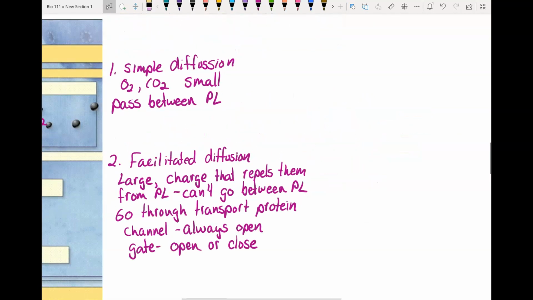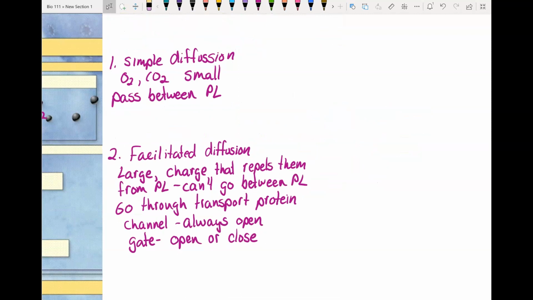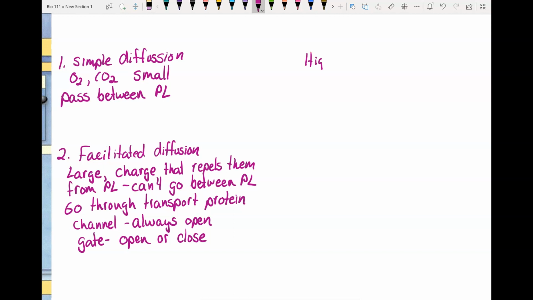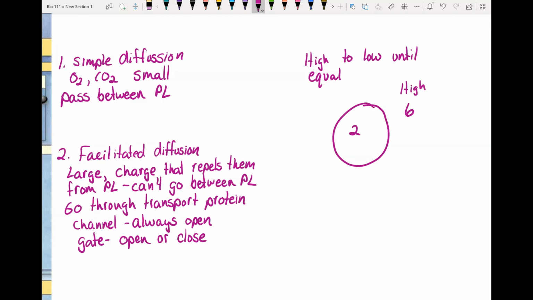Okay, so let's think for a minute about this idea of moving from high to low until equal. If we have a cell and we have 2 of the molecule in the cell, and out in your tissue fluid you have 6 of that molecule. Well, this area would be the high, inside your cell would be the low. So we're going to move this way, high to low. The next question is how many? If there's 2 inside and 6 outside, how many will move?